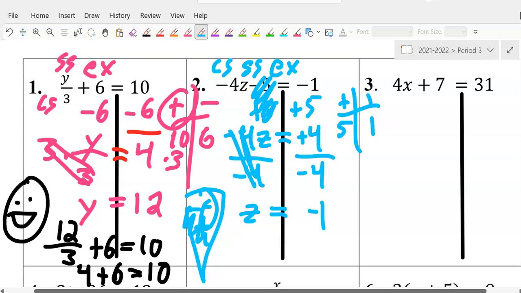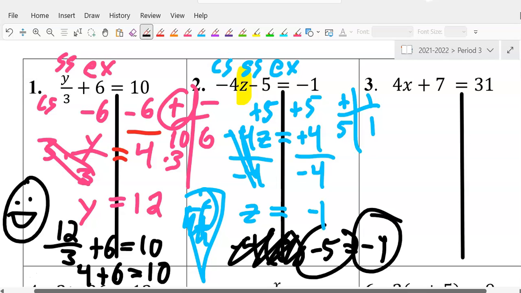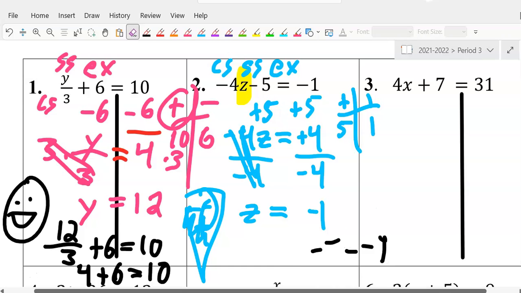You were super close. But see, watch this. If you thought the answer was 0, then you would have found out through checking it that it wasn't right. Let's try it. Negative 4 times 0 minus 5. Okay, so that would be 0 minus negative 5 does not equal negative 1. See? So you would have found out your mistake and say, okay, wait a second. How do I fix this?